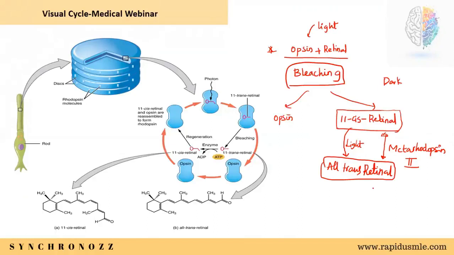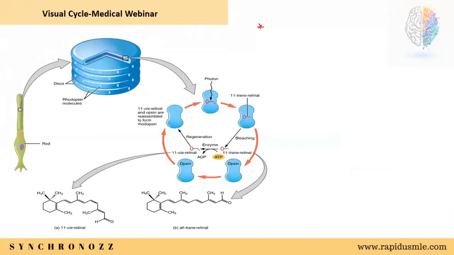What is the function of this meta-rhodopsin 2? This meta-rhodopsin 2 is the one which actually closes sodium channels. Okay, the closure of sodium channels and generation of hyperpolarizing potential by rods and cones is actually done by meta-rhodopsin. So to go into more detail about how this occurs, I'll give you a flow chart. Let's draw this flow chart.